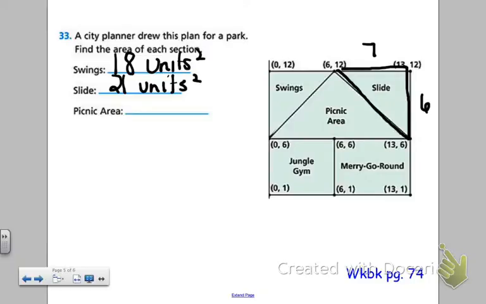See how you can use the coordinates and figure out the area without even having to graph it and counting squares? Kind of cool, huh?